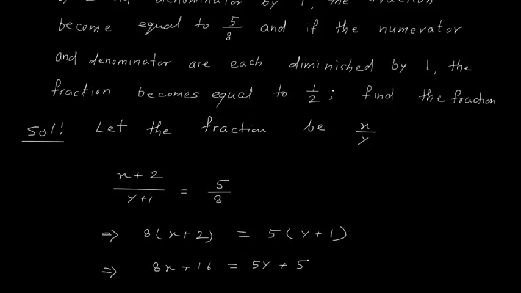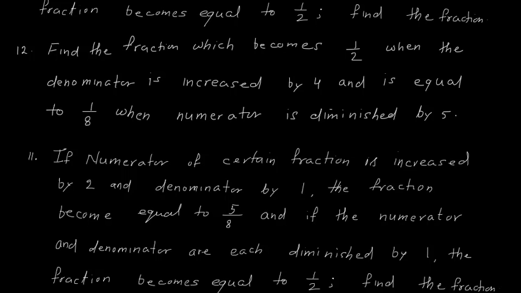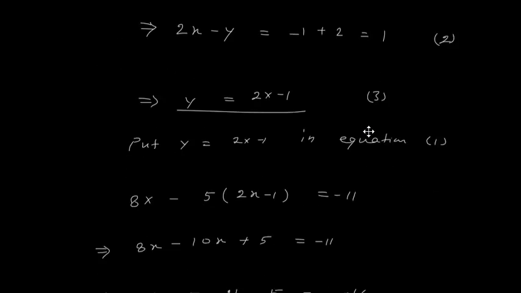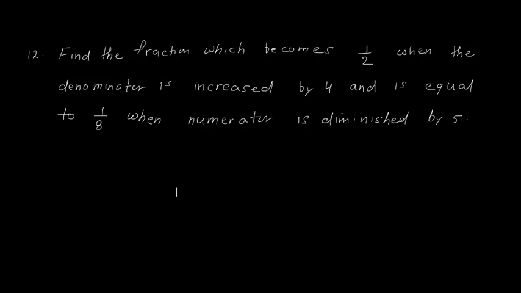Alright. So this is our question number 11. Now let us see the 12th question. The 12th question is: find the fraction which becomes 1 by 2 when the denominator is increased by 4 and is equal to 1 by 8 when the numerator is diminished by 5. Okay. So, 12th question, what you do? Find the fraction which becomes 1 by 2 when the denominator is increased by 4 and is equal to 1 by 8 when the numerator is diminished by 5.